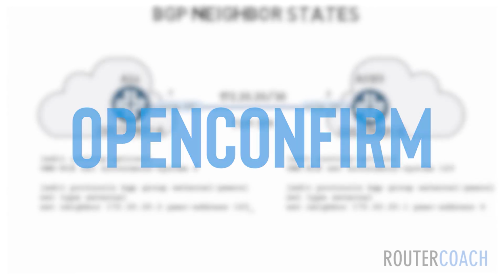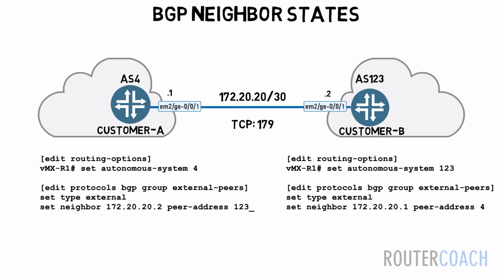Open confirm. BGP waits for a keep alive message from the remote BGP neighbour, and if we receive the keep alive, we can move to the established state and the neighbour adjacency will be completed. If we receive a notification message from the remote BGP neighbour, then we fall back to the idle state. BGP will keep trying to send keep alive messages.